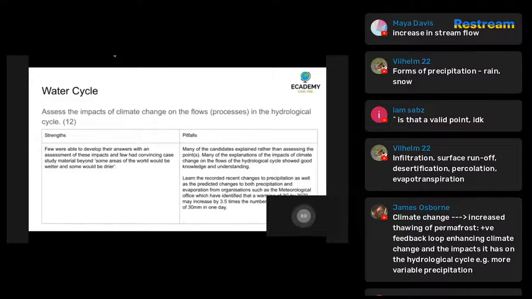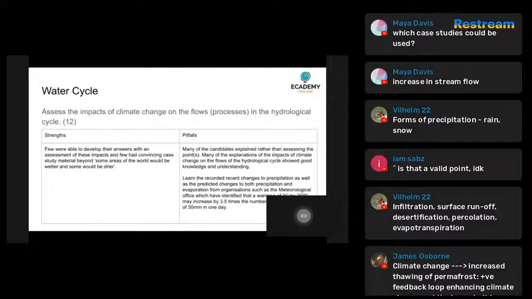Very few candidates were able to develop their answers with an assessment of the impact, and few had convincing case study material beyond some areas in the world would be wetter and some would be drier. So, many candidates explained rather than assessing the point or points, and many explanations of the impacts of climate change on the flows of the hydrological cycle showed good knowledge and understanding. So it's very important, particularly here, that you learn recorded recent changes to precipitation as well as the predicted changes to both precipitation and evaporation.